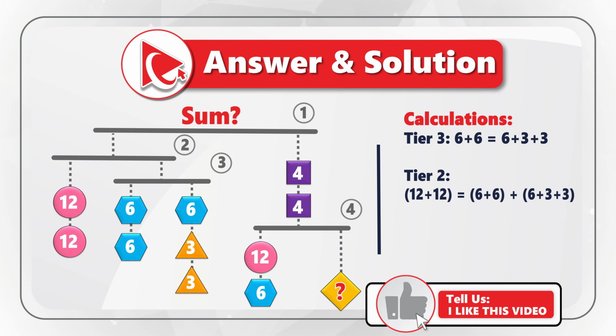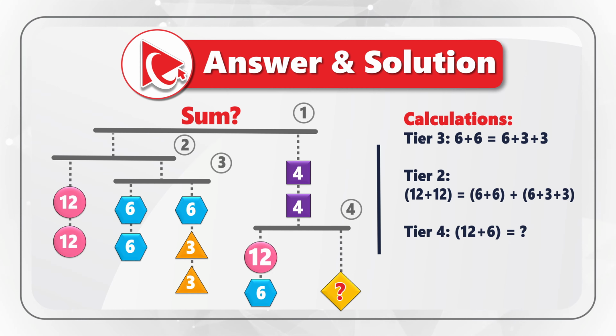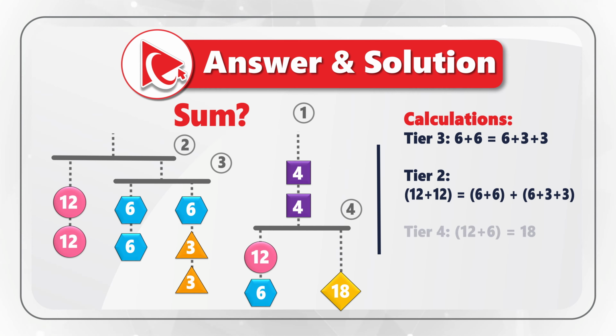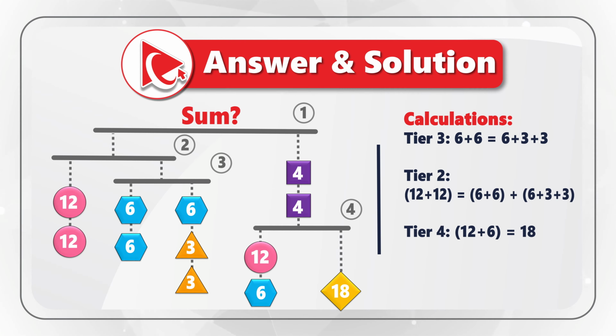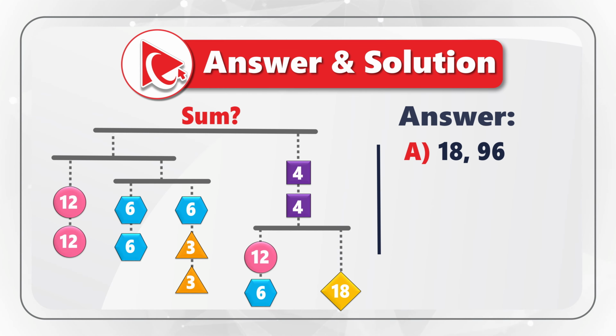Now, knowing this logic, we can calculate the missing value on Tier 4. Because Tier 4 needs to remain in balance, the value of 12 plus 6 should be equal to the missing value, which means that the missing value is 18. And the total sum will be calculated as the sum of all the numbers. The sum of Tier 2 and Tier 3 would be 24 plus 24 plus 48 on the right side of Tier 1, which would equal 96. So the correct answer here is choice A, 18 and 96.